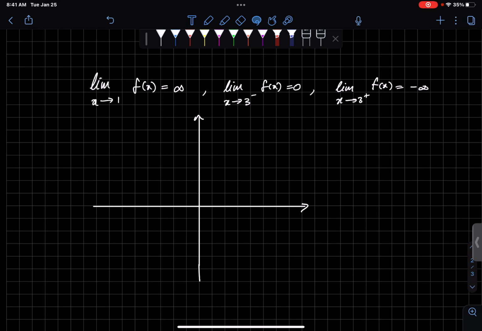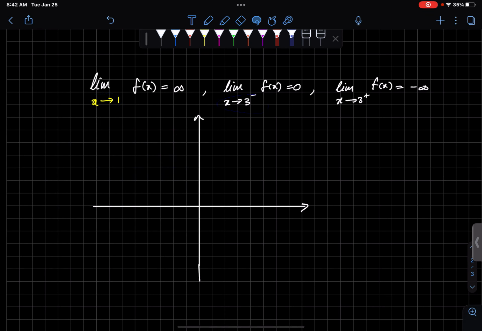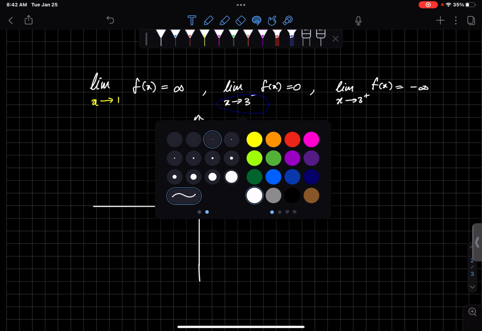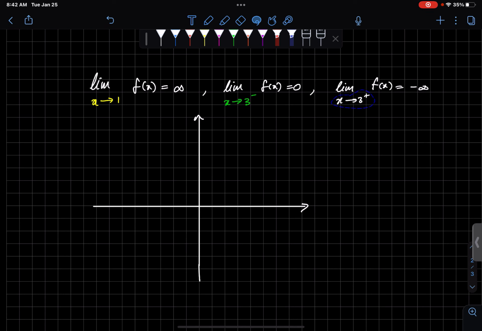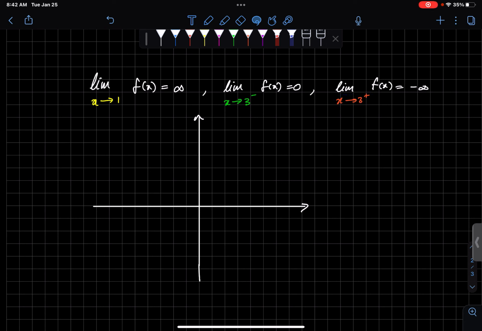All right, so let's try to plot a function that has these properties. What are the points that we're interested in? We're looking at a few points: x approaches 1, x approaches 3 from the left, and another one, x approaches 3 from the right. Let's just work through them one by one.